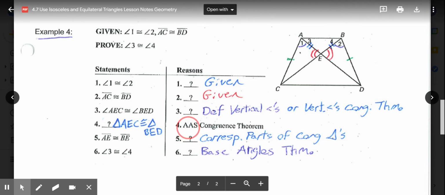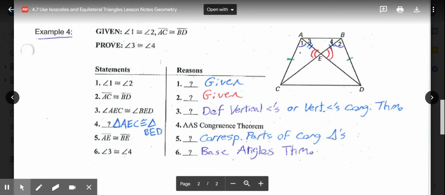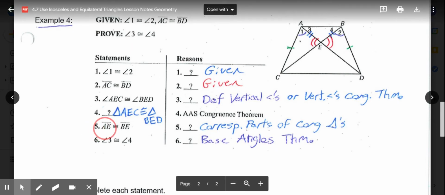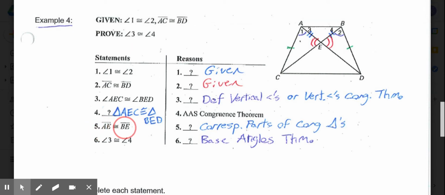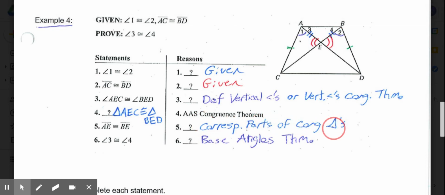In 4, they used the angle-angle-side congruence theorem. Well, if I look, what do I know for angle-angle-side? Well, I have angle-angle-side of triangle ACE and angle-angle-side of triangle EBD. So triangle AEC is congruent to triangle BED from the angle-angle-side congruence theorem. Then they went on to say side AE is congruent to BE. So AE here, congruent to BE here. The way that they could do that is by using corresponding parts of congruent triangles.